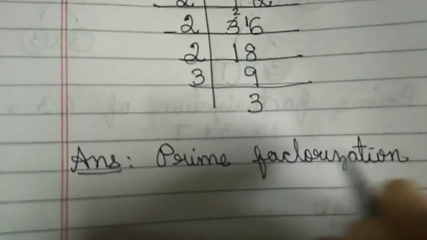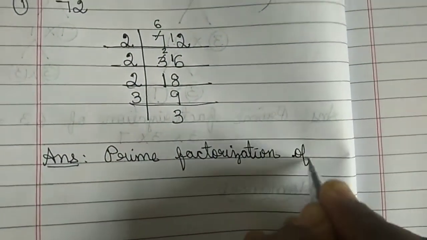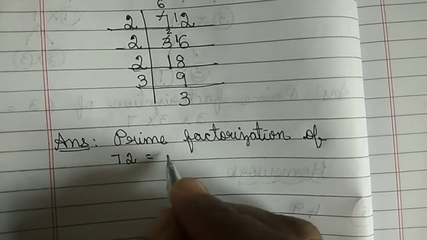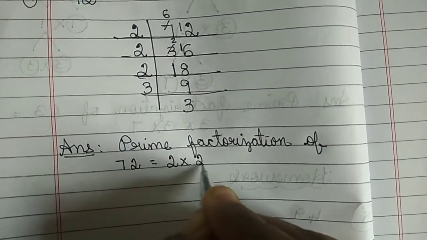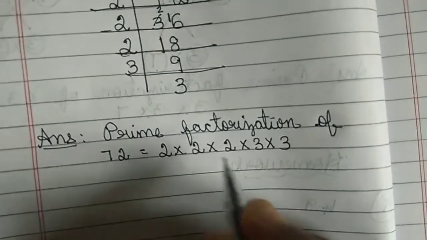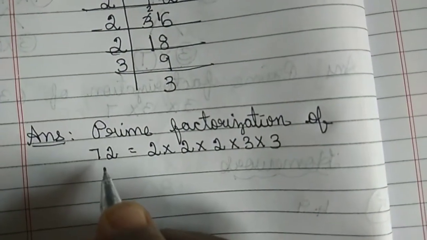Other numbers you should not use. So now what's the answer, children? Prime factorization of 72 is equal to what will come, children? 2 into 2 into 2 into 3 into 3. So when you multiply these numbers, the answer 72 it comes.